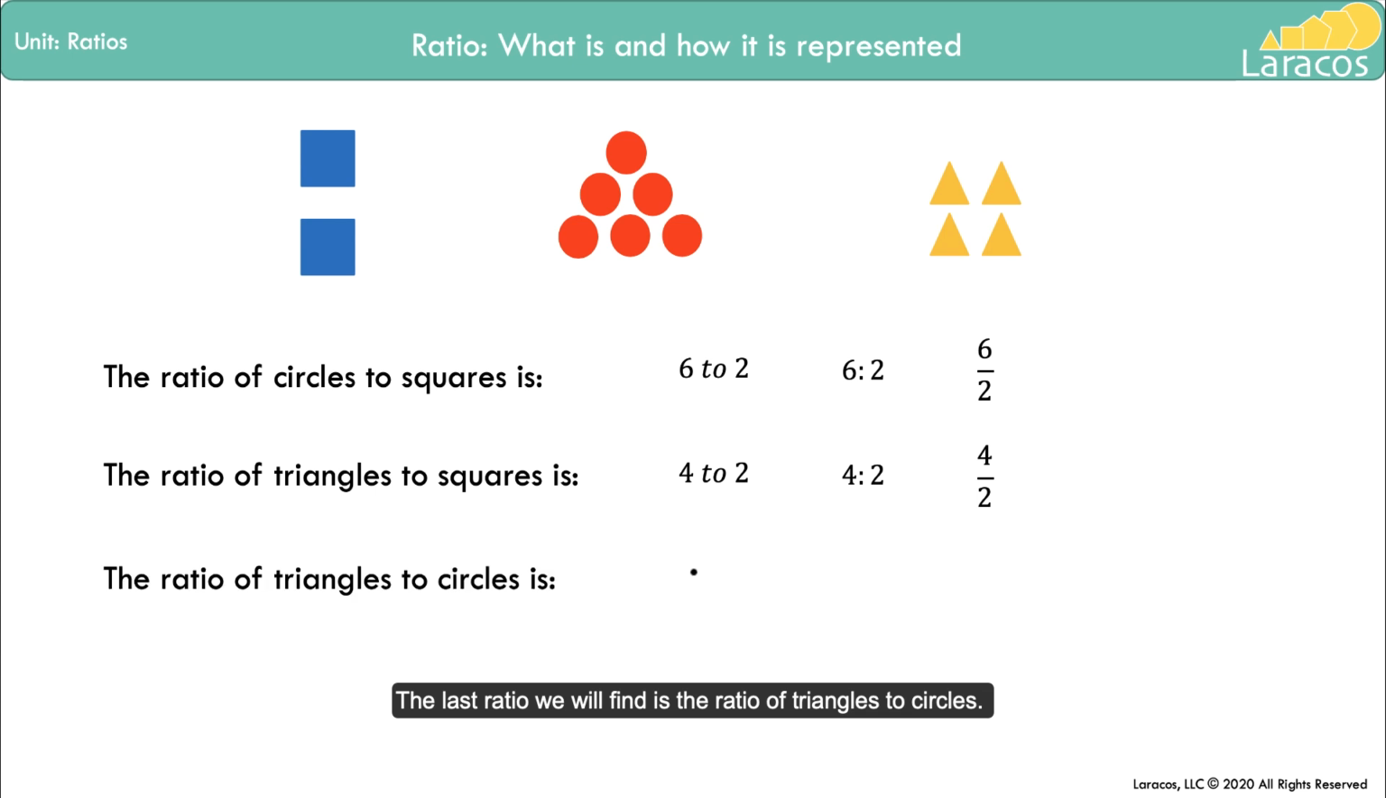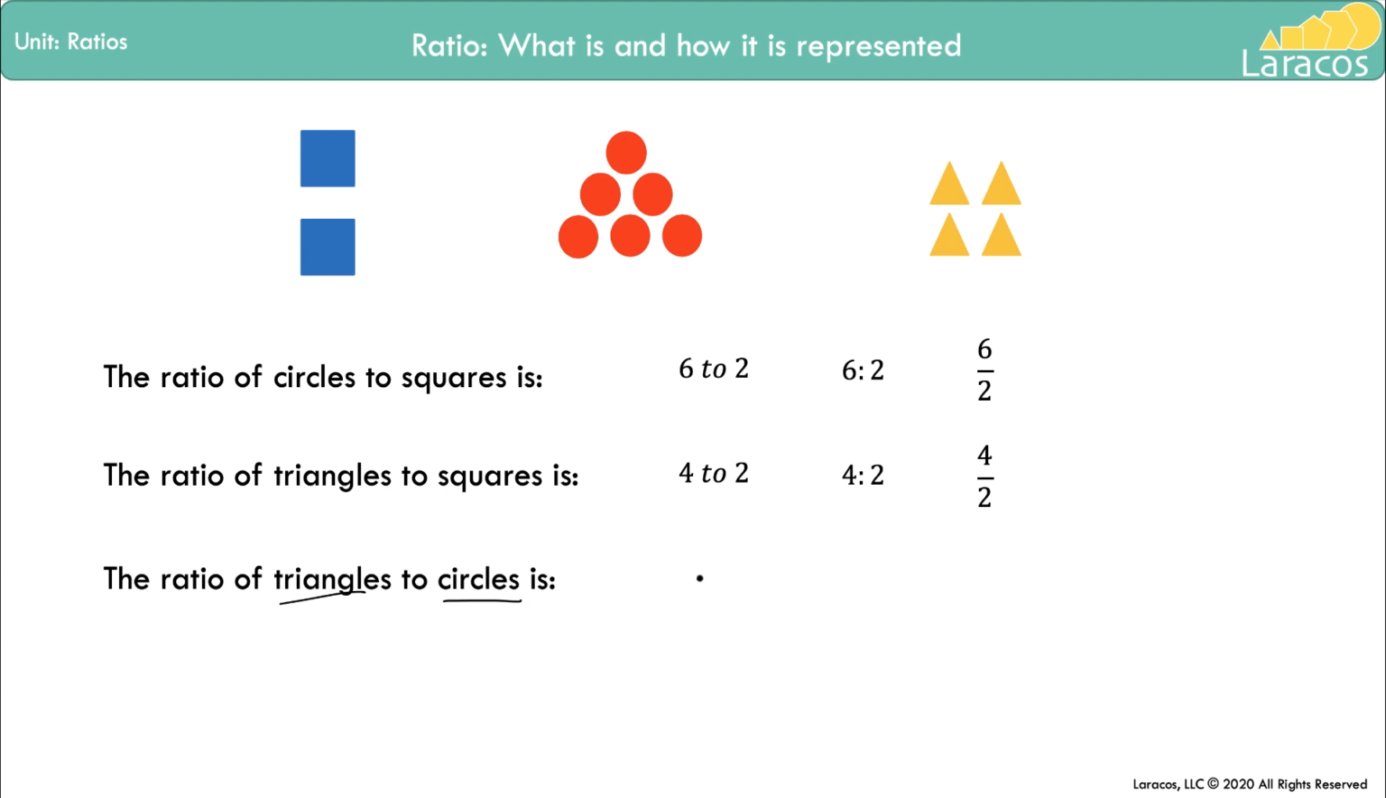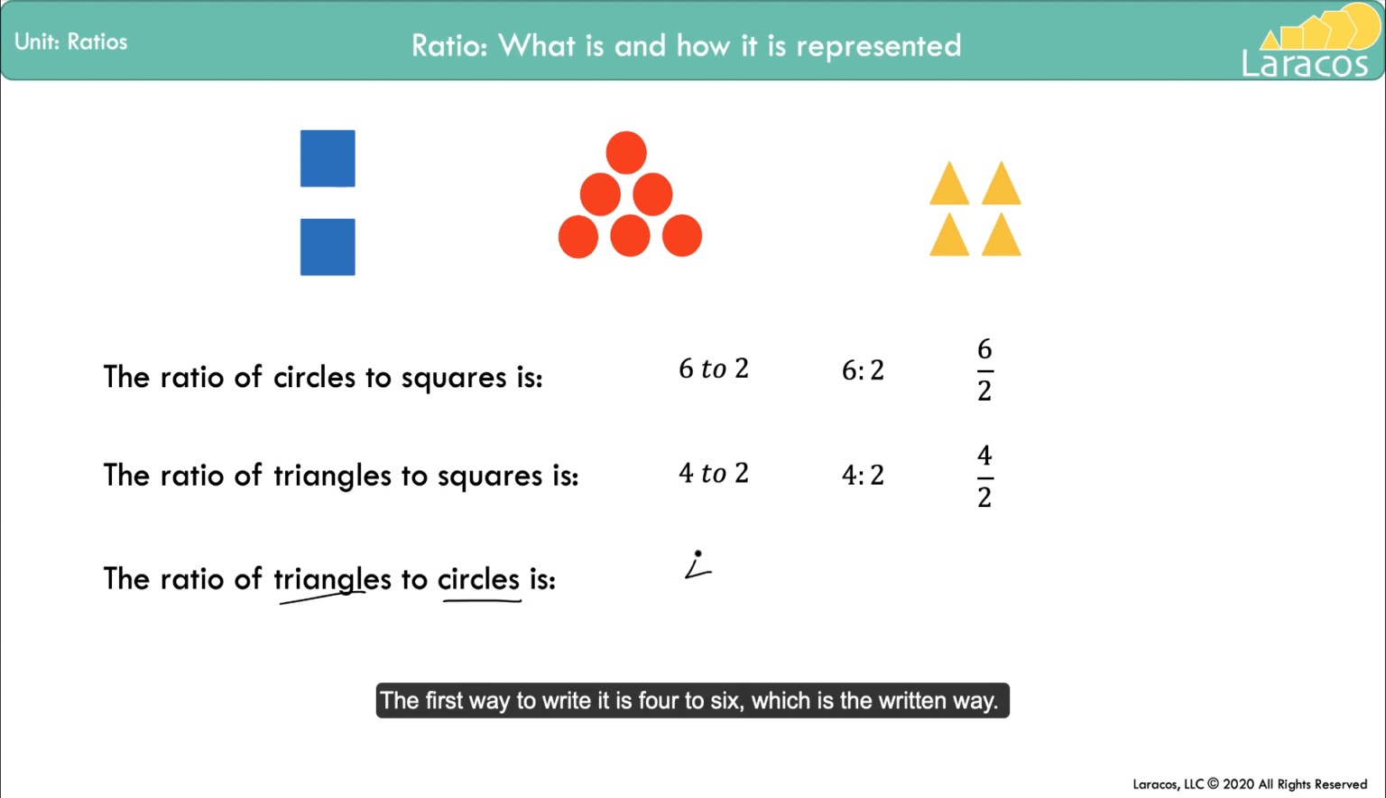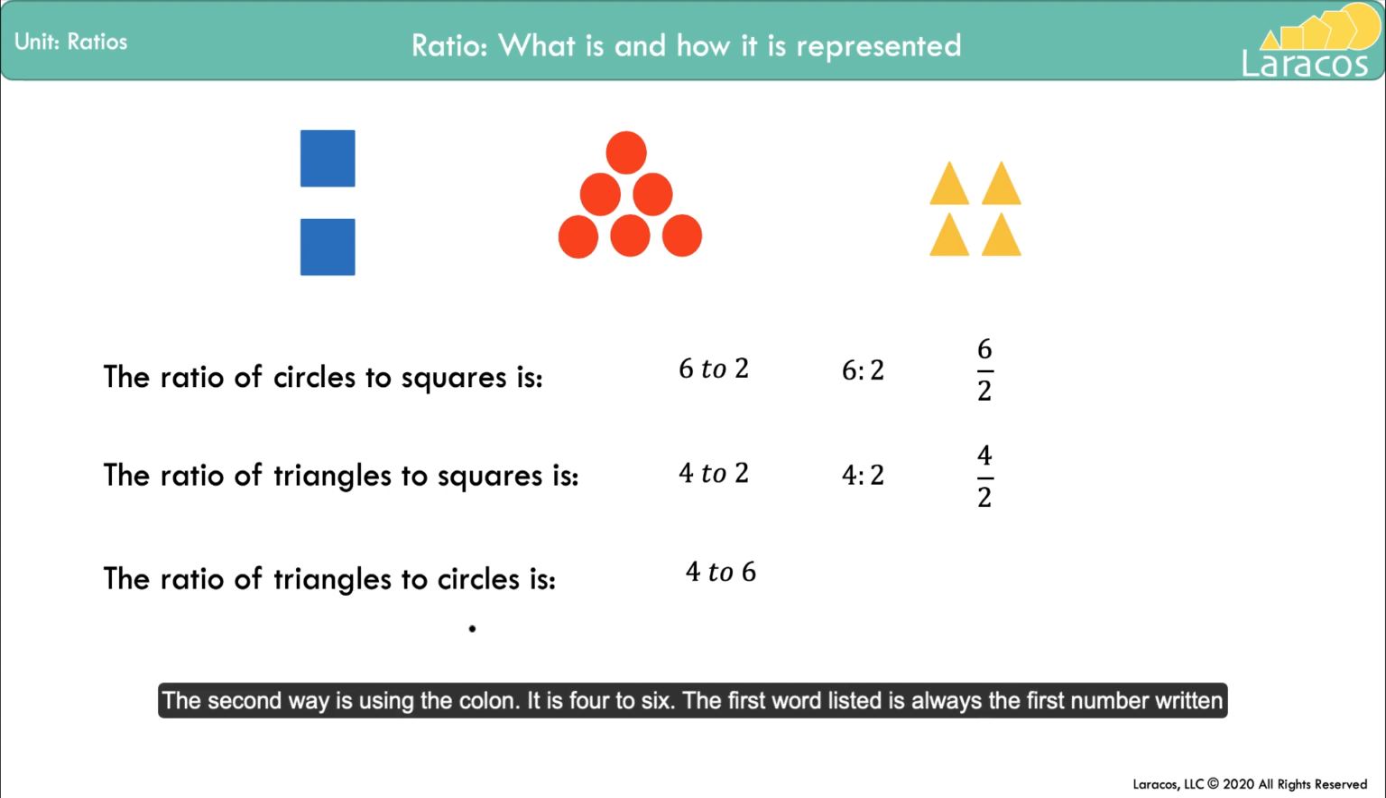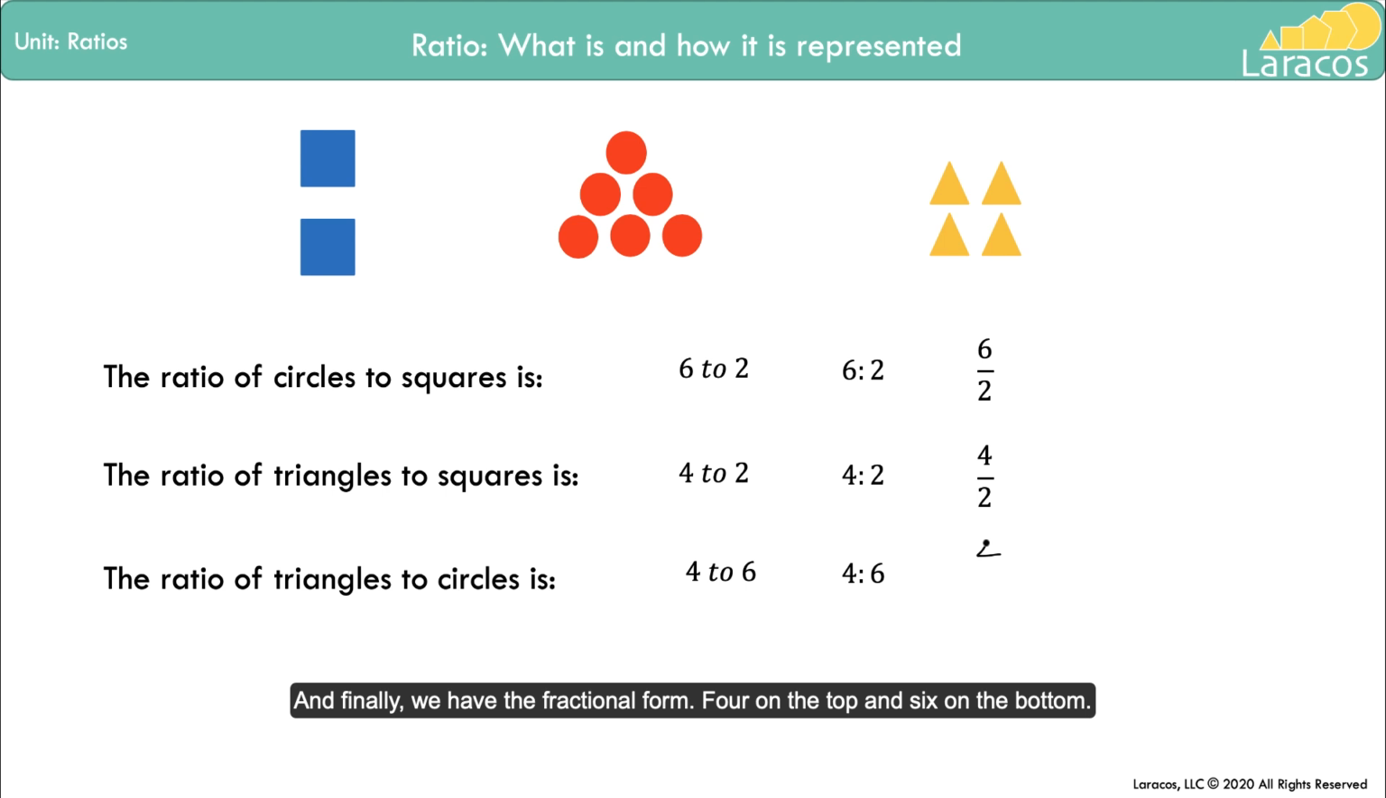The last ratio we will find is the ratio of triangles to circles and then, again, paying attention to the order of the words. The first way to write it is 4 to 6, which is the written way. The second way is using the colon. It is 4 to 6. The first word listed is always the first number written. And finally, we have the fractional form, 4 on the top and 6 on the bottom, and we can interpret that the ratio is 4 to 6.